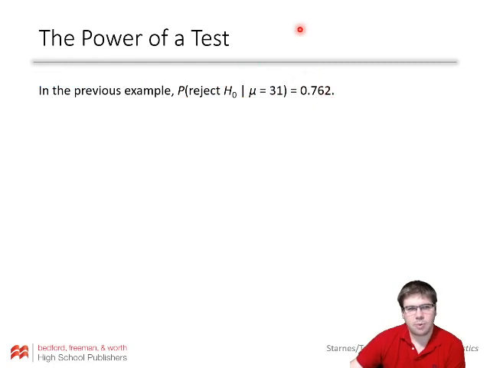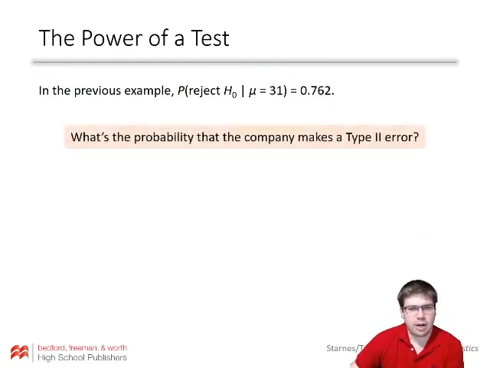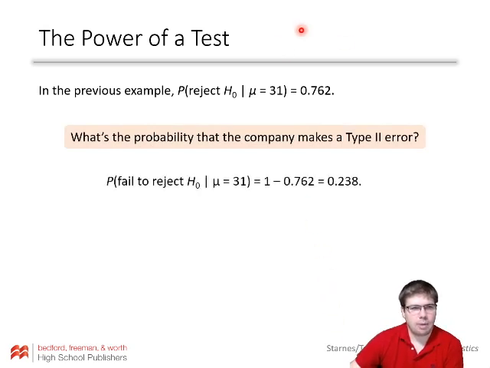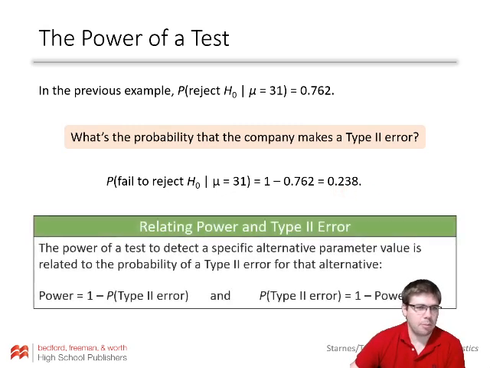So in the previous example, the probability that we reject the null hypothesis, given that mu really is 31, is 0.762. Then what's the probability that they make a type 2 error? It's just the complement of that. So 1 minus 0.762 is 0.238, and so power is just the complement of a type 2 error.